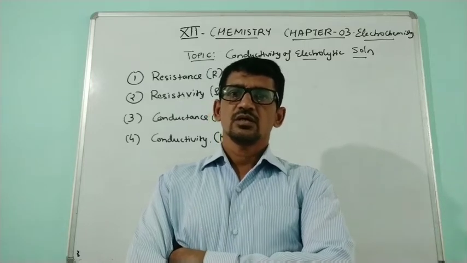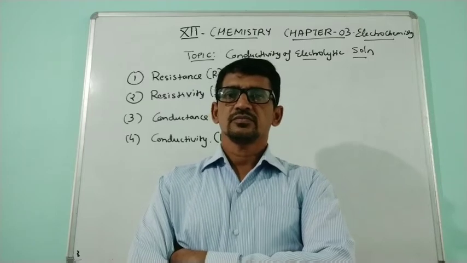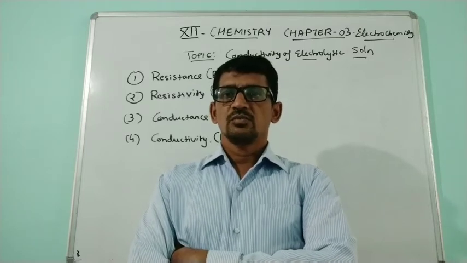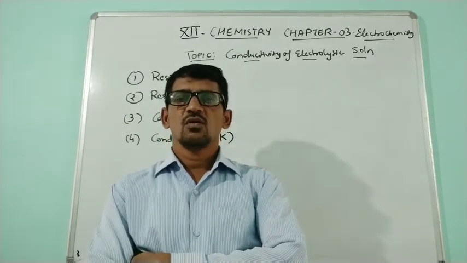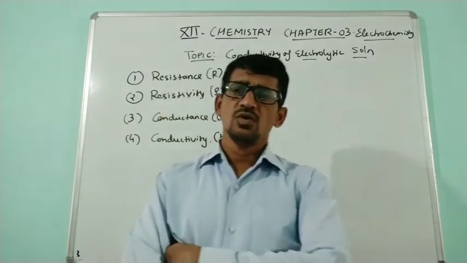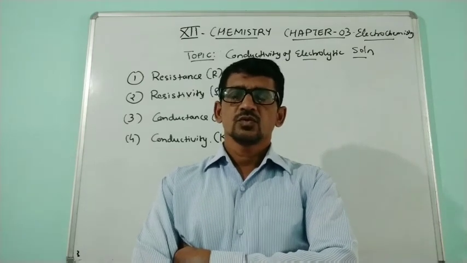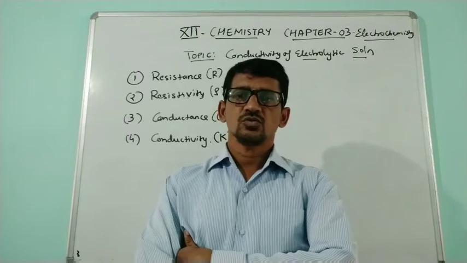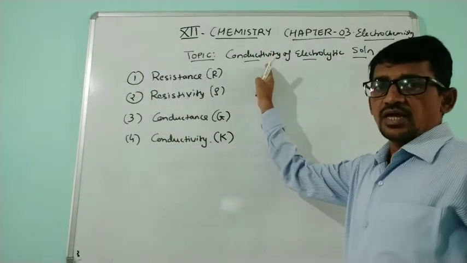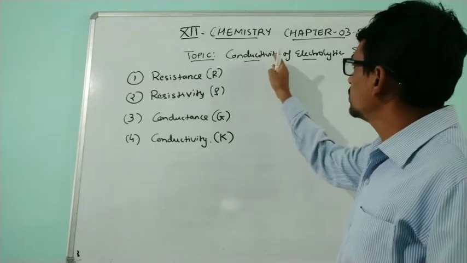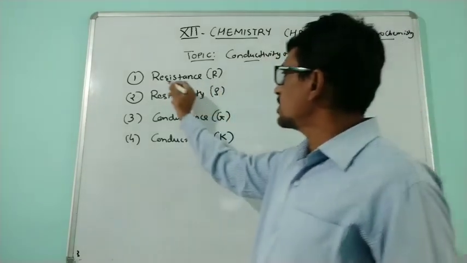Now, whatever potential is coming, the standard potential is the standard one, but in practice, if you try to measure it, the voltage is always less as compared to the theoretical one. Why? Because of the resistance. So today we discuss conductivity and resistivity. Before going to the conductivity of an electrolytic cell, we discuss resistance.